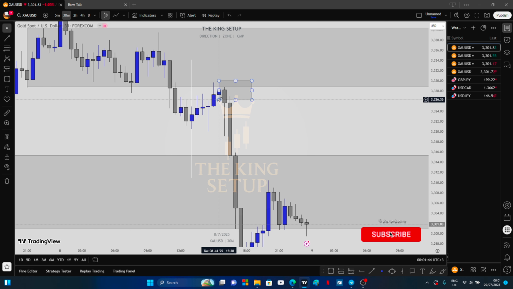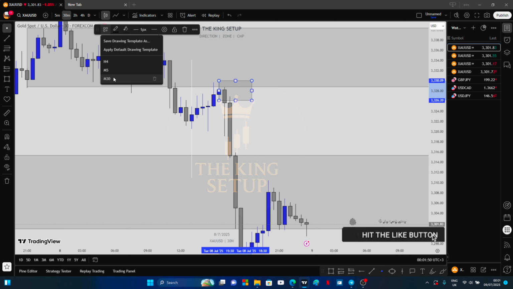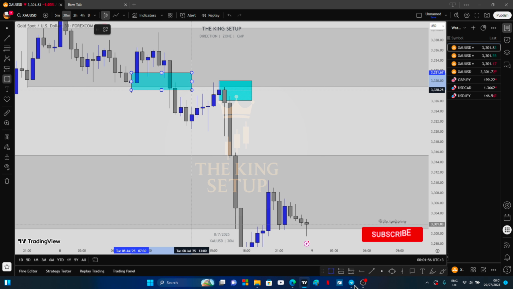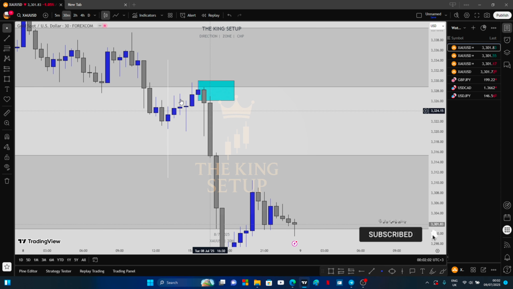And as you know, anytime we see engulfing fail, we know that the market might react from that zone because engulfing fail is a powerful pattern. So this was the first engulfing fail, and that is where the market reacted from. So number one is identifying those two things.